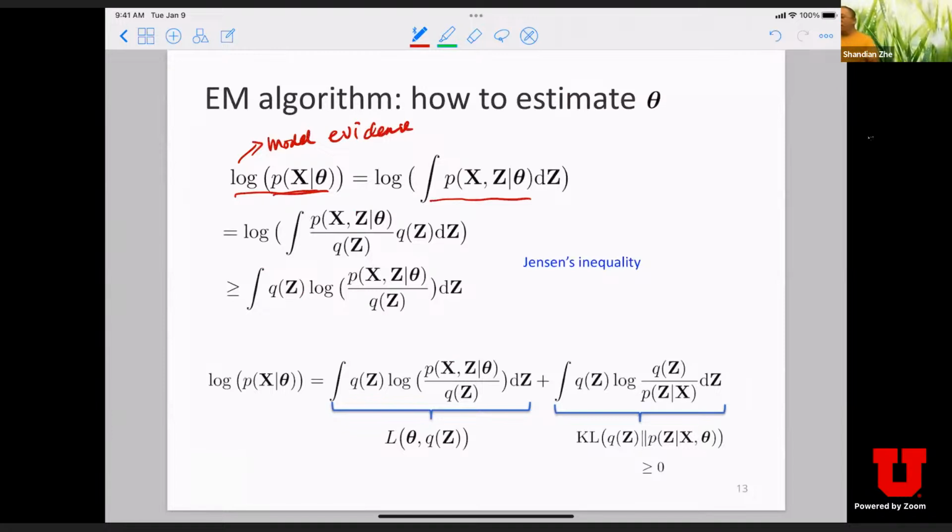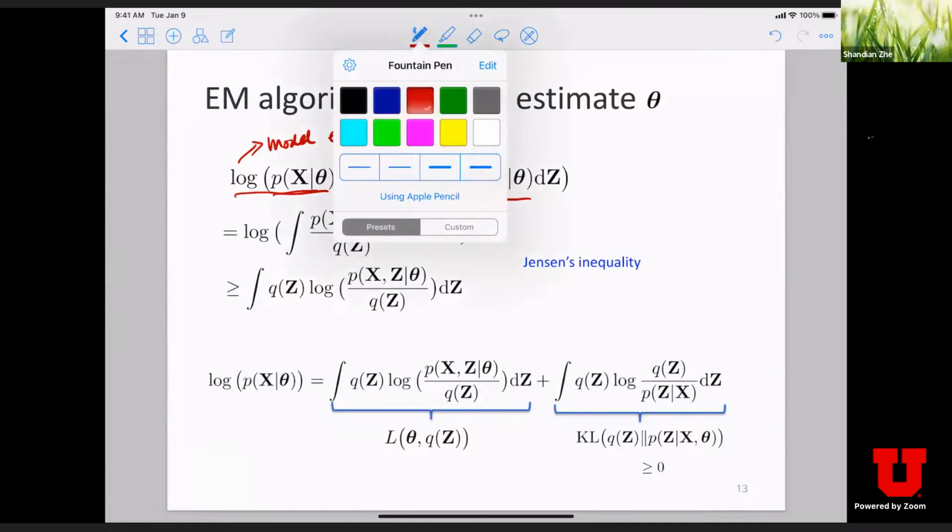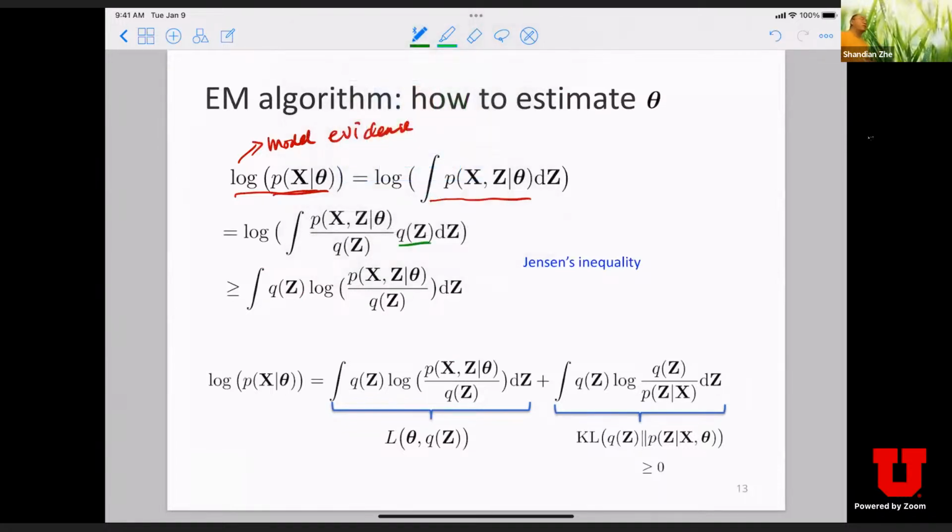Now we introduce a third distribution, Q of z. Here Q of z is just any valid distribution, and Q of z is non-zero over all possible values that z can take. This is the basic assumption. Then we can write this joint distribution equivalently by dividing the joint distribution by Q of z and multiplying by Q of z. Does it make sense? It's the same because we can cancel Q of z out in the denominator and numerator.